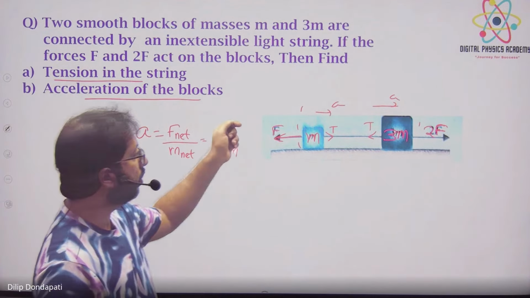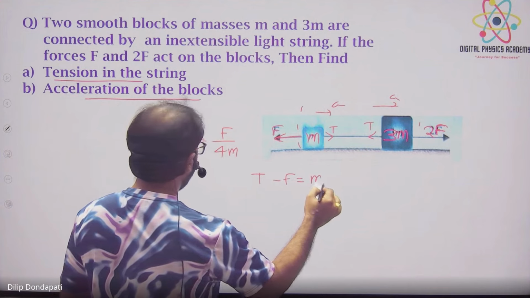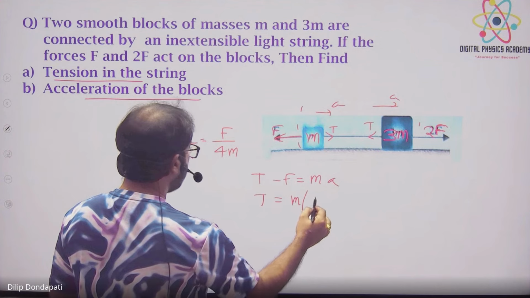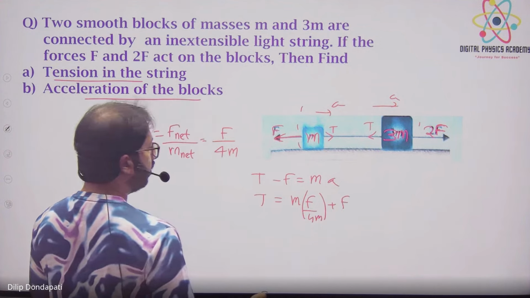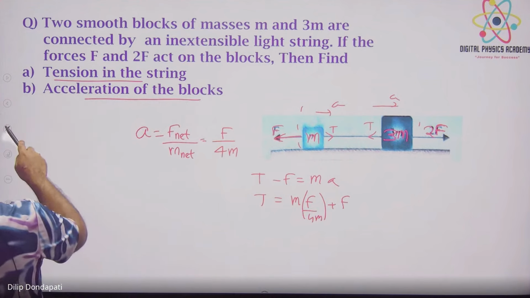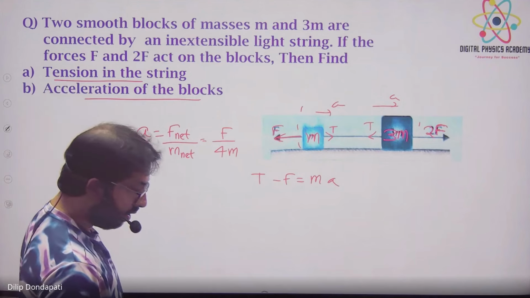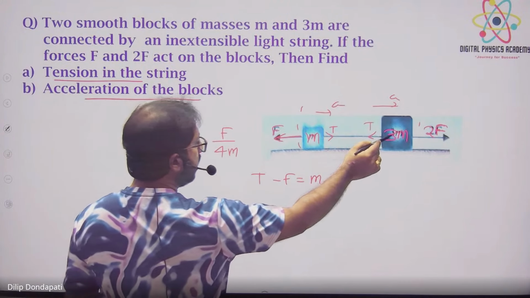So net force equals ma. So T minus f is equal to ma. So T is equal to m into a, that is f by 4m, plus f. Student: Sir, what will the second equation be? No, the net force will be f only, right? Because of 2f minus f.